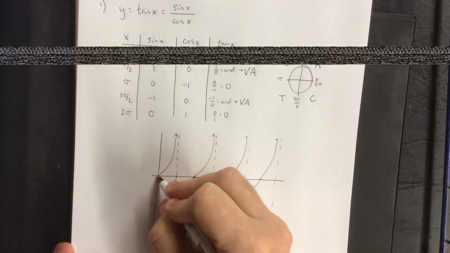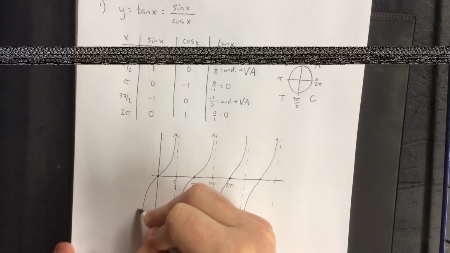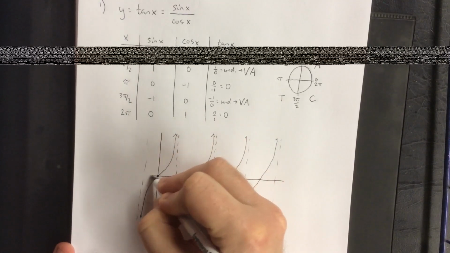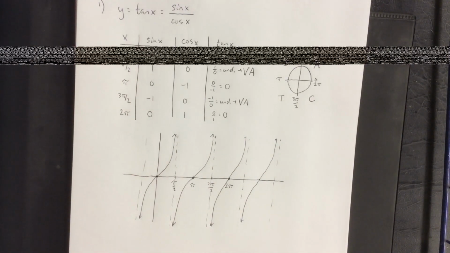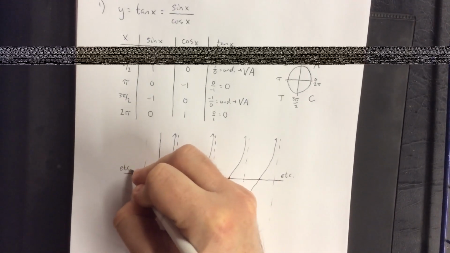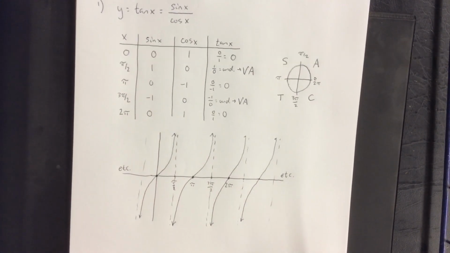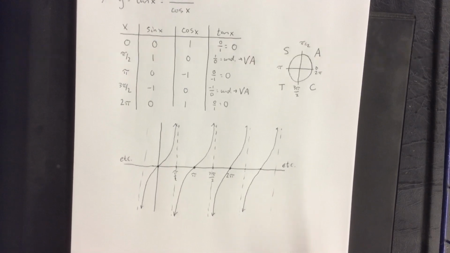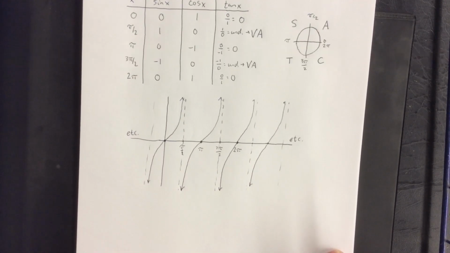This will also extend in the backwards direction as well. So this will repeat over and over to the left as well as to the right. And I'd like to talk about the aspects of this graph. So things like domain, range, symmetry, x-intercepts, those sorts of things.